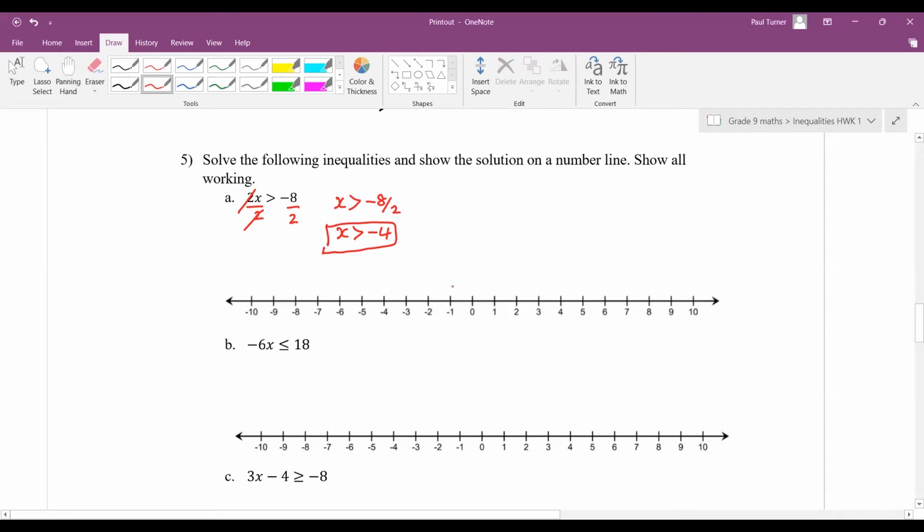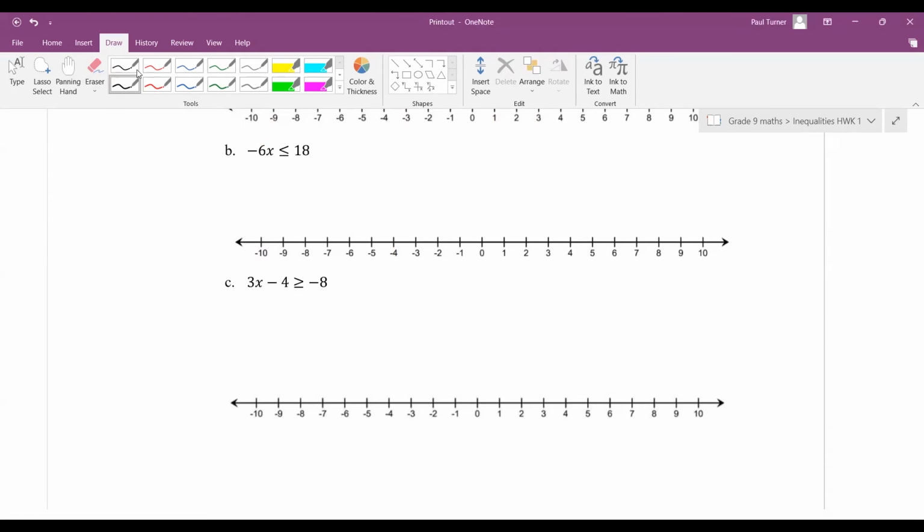And then we put this on the number line. So -4 is here. And then we'll be greater than that number. So just draw an arrow like that. Okay, that's all you need to do. So make sure you put these on the number line in your homework.